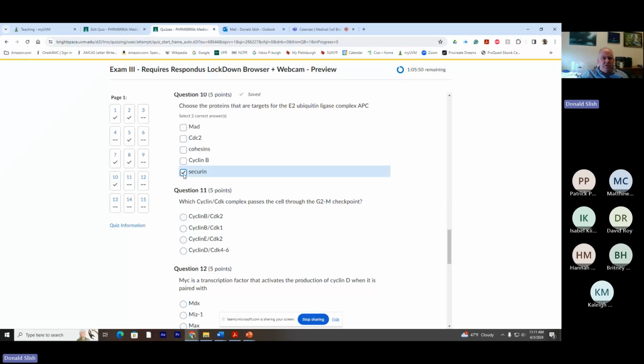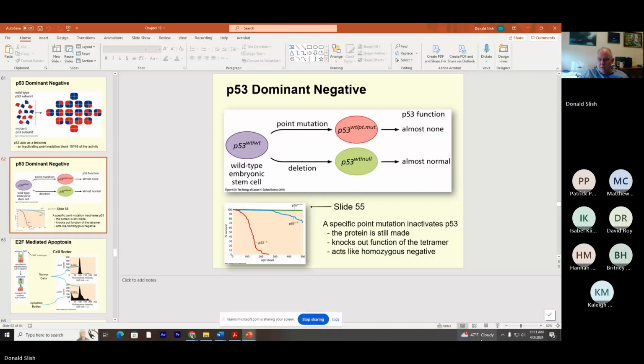Okay, is this more than one, or is this just one? Select two correct answers. Securin and cyclin B. So securin is blocking the activity of separase, which will break down the cohesins. CDC2 is just, oh, that's the kinase, CDK1, which is just, these are just distractors, just something to throw out there. But cyclin B and securin are being broken down by APC.